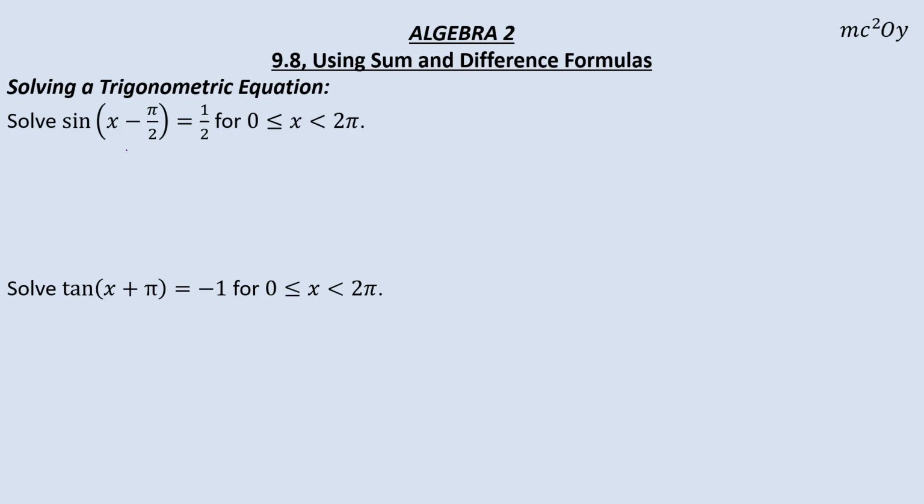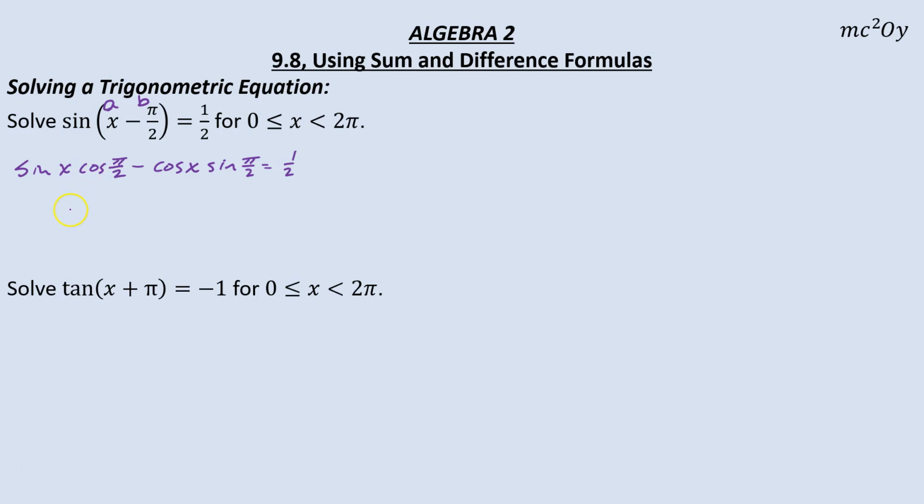I'm going to use the sum and difference formulas to do it first, since that's what we're working on here, and show you how to come up with our actual solutions. So I look at this as A, and this is B. So I think to myself, sine x cos pi over 2 minus cos x sine pi over 2, okay, equals 1/2.